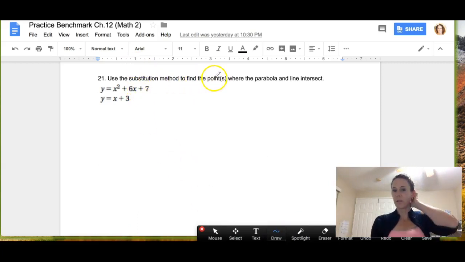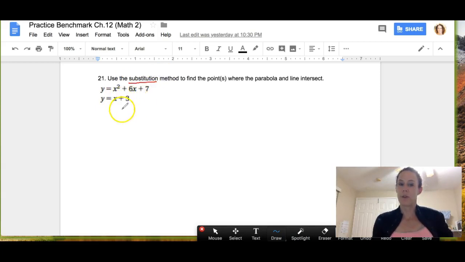Use substitution method to find the point or points where the parabola and line intersect. So we have a parabola and a line. This time we're going to use the substitution method. So that means we're going to substitute this value in for y in this value. We know y equals this. Take this value and substitute it in for y here and solve algebraically. So we're going to go x plus 3.